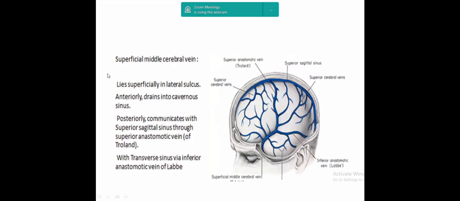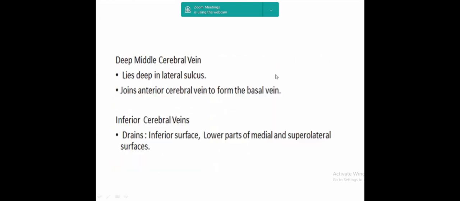The superficial middle cerebral vein lies in the lateral sulcus, and then anatomically drains into the cavernous sinus. It communicates posteriorly with the superior sagittal sinus through the superior anastomotic vein, and with the transverse sinus through the inferior anastomotic vein. The deep middle cerebral vein also lies in the lateral sulcus and joins the anterior cerebral vein to form the basal vein, which ultimately drains into the vein of Galen. Inferior cerebral veins mainly drain the inferior surface and the lower parts of the medial and superior lateral surfaces of the brain.